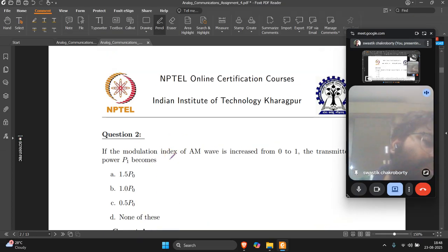If the modulation index of an AM wave is increased from 0 to 1, the transmitter power P1 becomes what? When the modulation index is 0, it means there is no modulating signal, only carrier, pure carrier. So the power is P naught. So Pt is P naught in that case, with mu equal to 0. That is no modulation, pure carrier.